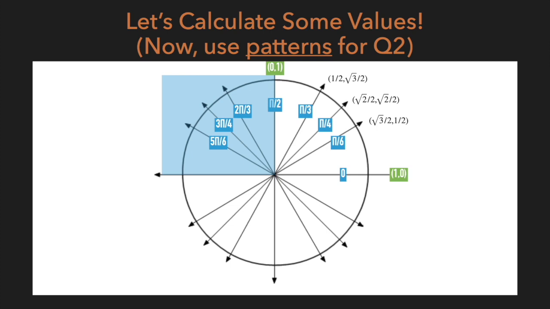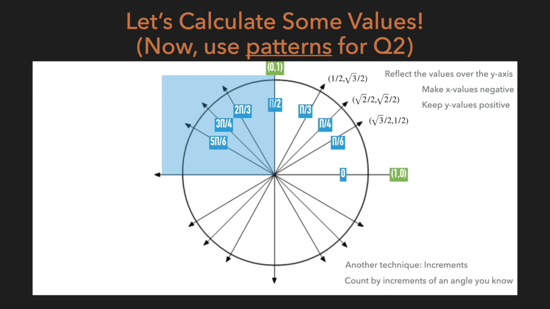Okay, well, now let's go ahead and fill in quadrant 2. Well, to do so, let's use patterns. So if we simply reflect the values over the y-axis, it makes things much easier. All you have to do is make the x value negative and keep the y value positive. And another technique is called increments. Count by increments of an angle you know.